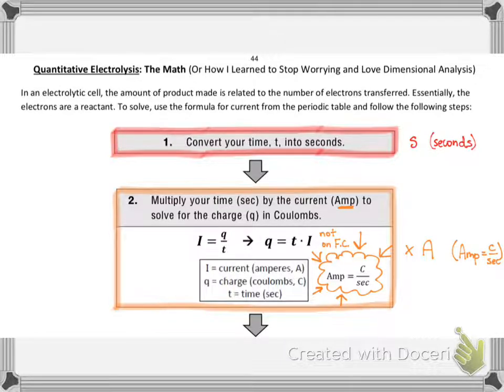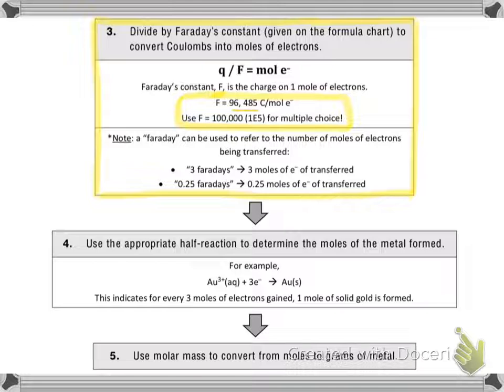Now Faraday's constant comes in handy. We've already worked with Faraday's constant. We know, and it's given to us on the formula chart, that it is 96,485 coulombs per mole of electrons. So this allows us to convert from coulombs, which is our charge, into moles of electrons being transferred. If there's a multiple choice problem, and there will be multiple choice problems, remember, we're just going to round Faraday's to 100,000. So for this step, you're basically just dividing by Faraday's constant, which means since Faraday's constant is coulombs per mole of electrons, your units are moles of electrons over coulombs.